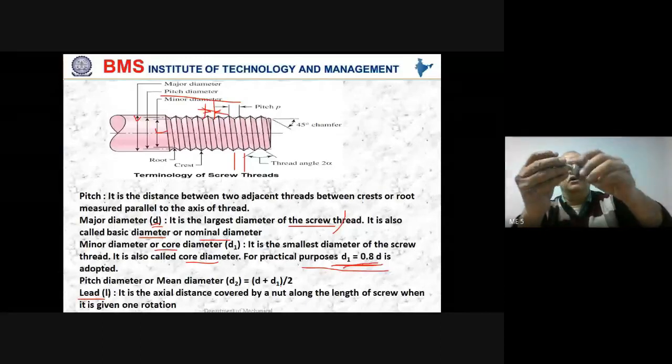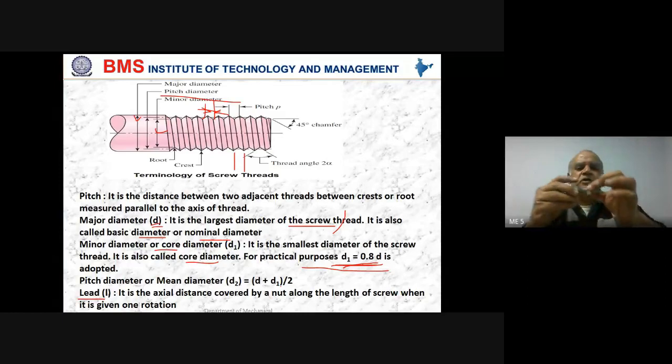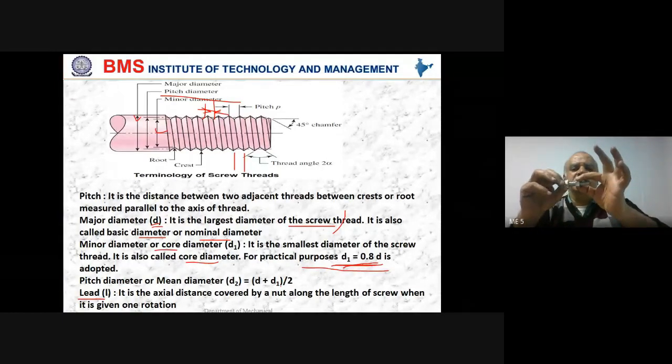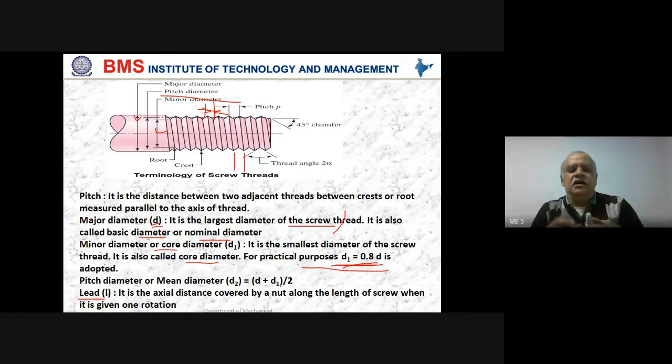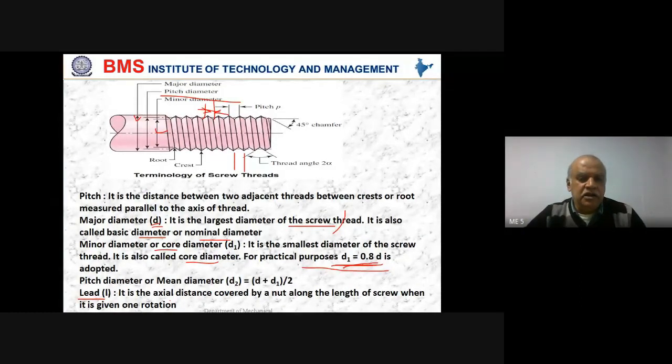And if you look here, the pitch is the distance between two threads. So when I give one rotation, the axial distance traveled along the length of the screw is called the lead. By definition, it is the axial distance covered by a nut along the length of the screw when it is given one rotation. That is lead. That's a very, very important term in designing of power screws. Are you there with me? Yes, sir.